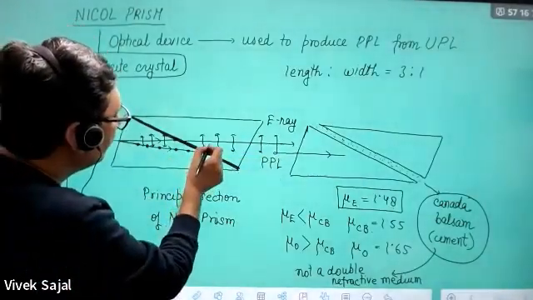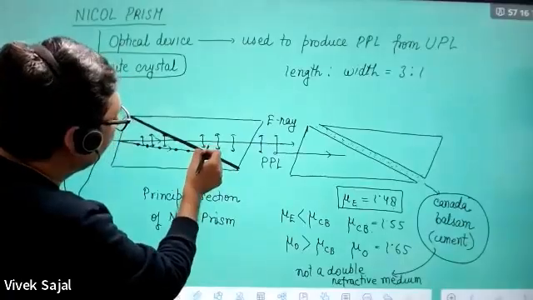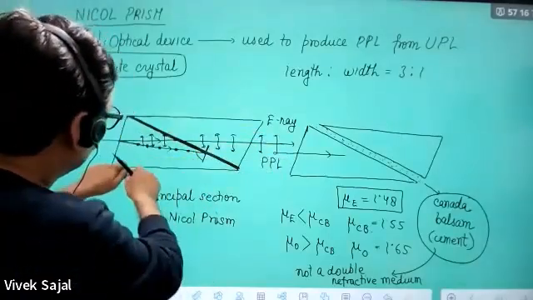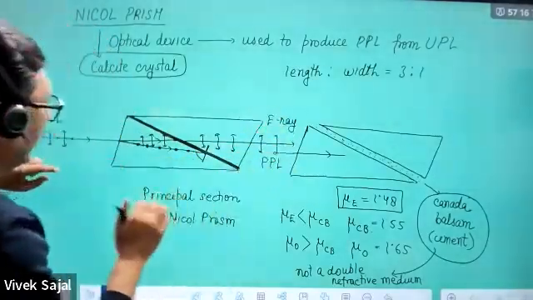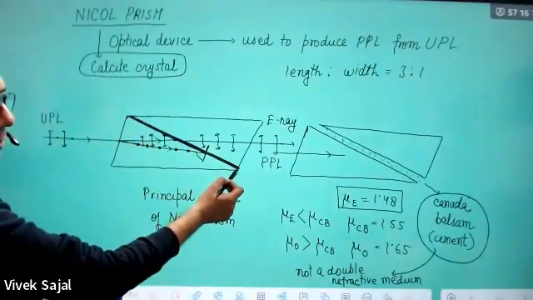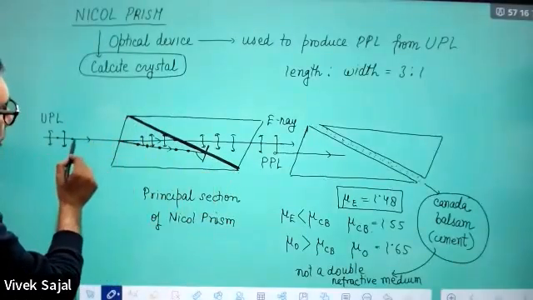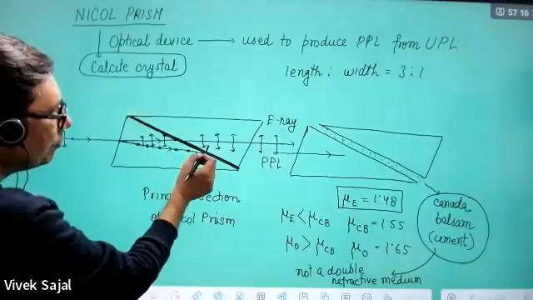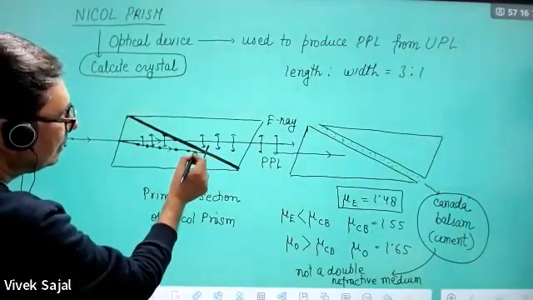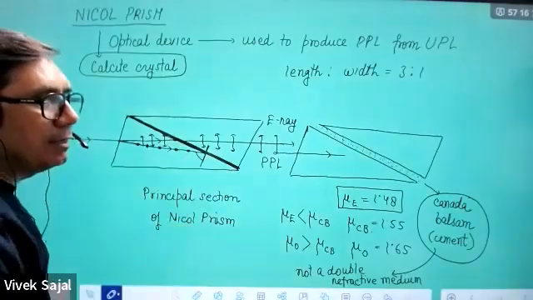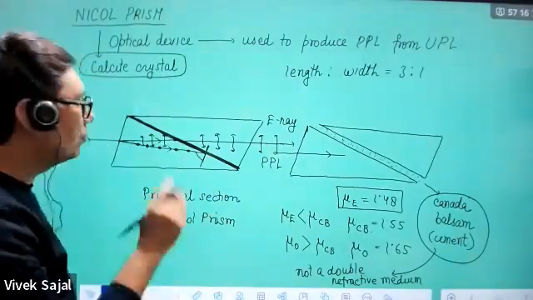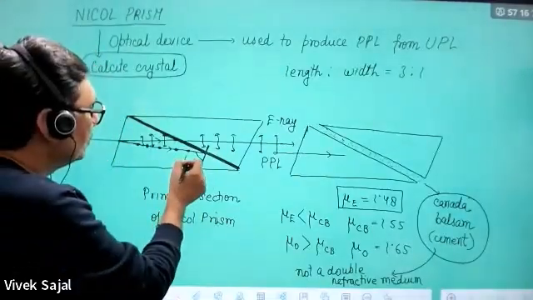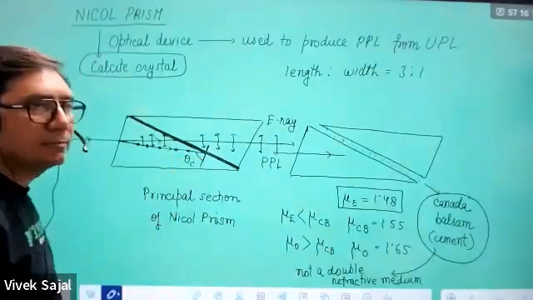So if I draw a normal here, this angle will be quite large. Why are we launching it parallel to the base and why are we taking 3:1? Due to this region, this is a diagonal plane. When you launch this light and these ordinary ray components strike here, this angle will be more than the critical angle, theta C.